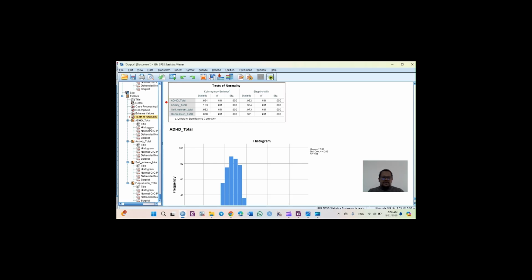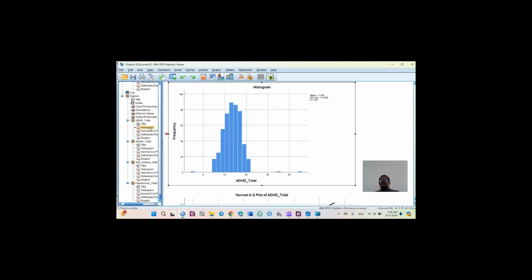The other thing that we look at is the histogram, an important parameter. The histogram shows the shape of the data distribution, how it's distributed. Here we introduced three extreme values, so this shows their effect. If the distribution is normal, bell-shaped, that's good. We will see the distribution.